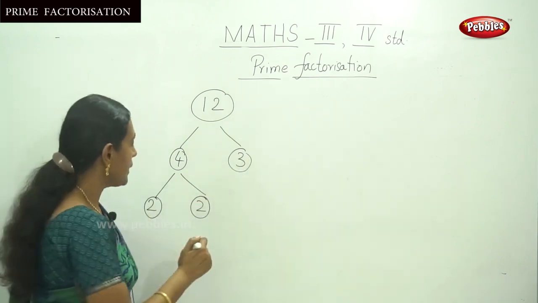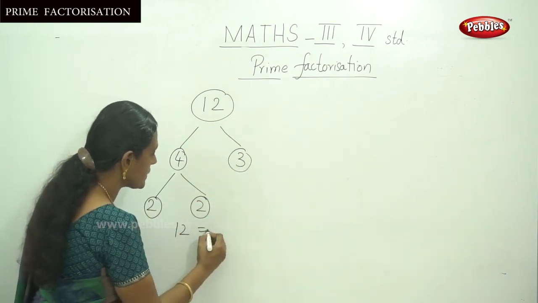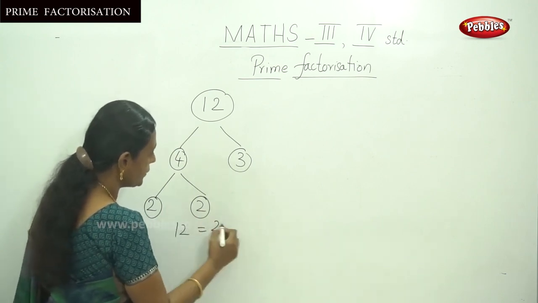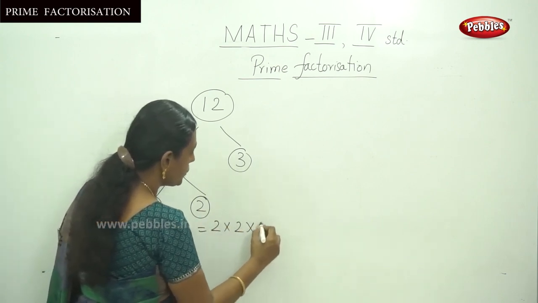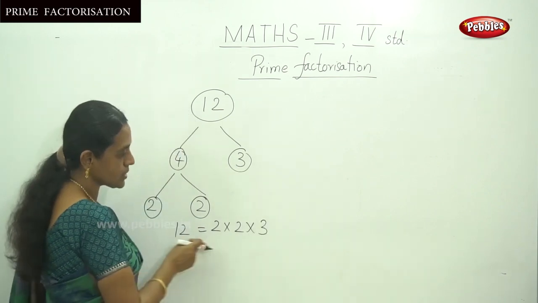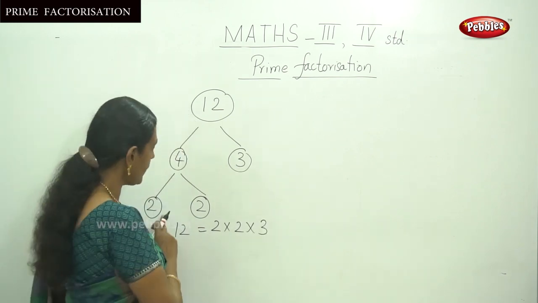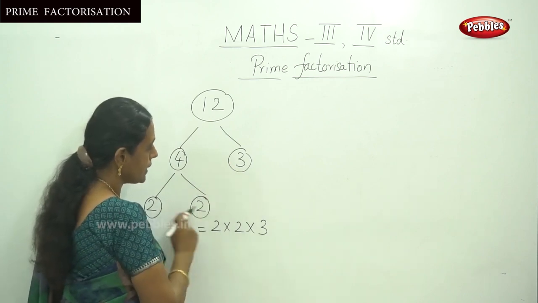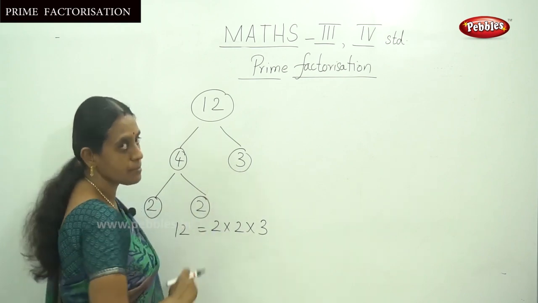So write down the prime factorization: 12 is equal to 2 into 2 into 3. This is the factorization method, writing 2 into 2 into 3. These three numbers are the prime factors.